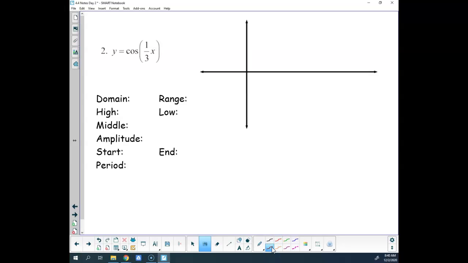So domain is going to be all real numbers. Amplitude is, middle is, which means my high value is, low value is. Range is -1 to 1 then. Okay. Love it. Period. What's my period? 6 pi. Where do I start? So where would I end?